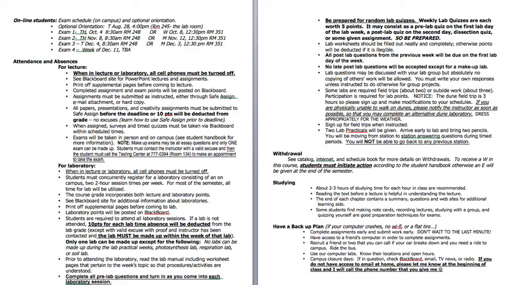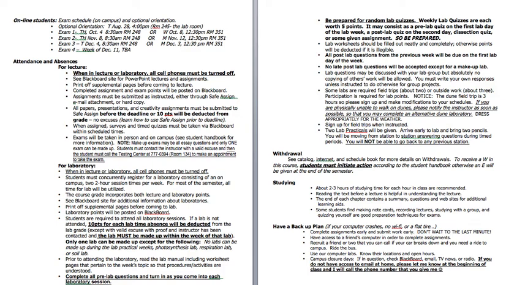Now, only one lab can be made up except for the following labs. The lab practicals cannot be made up. The photosynthesis lab cannot be made up. The respiration lab and the soil lab cannot be made up. They're labor intensive, so your attendance is mandatory at those labs.